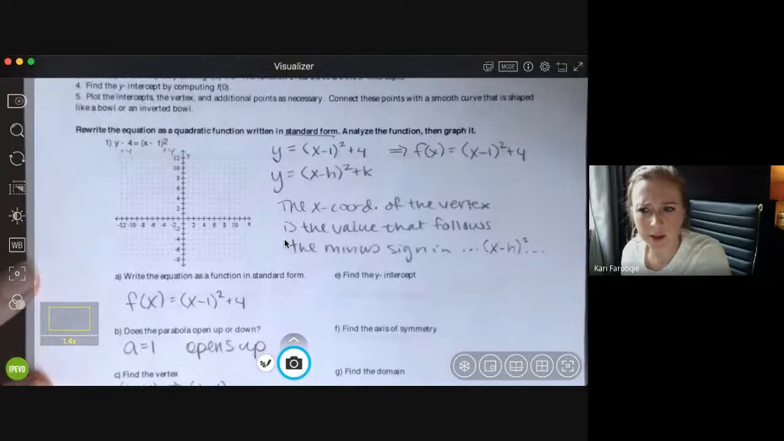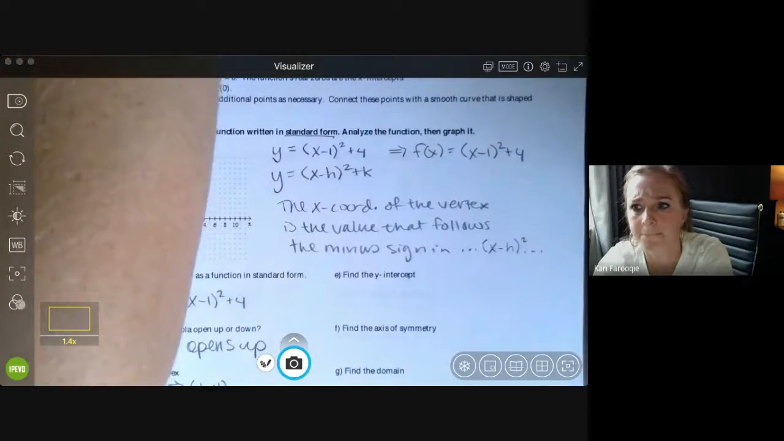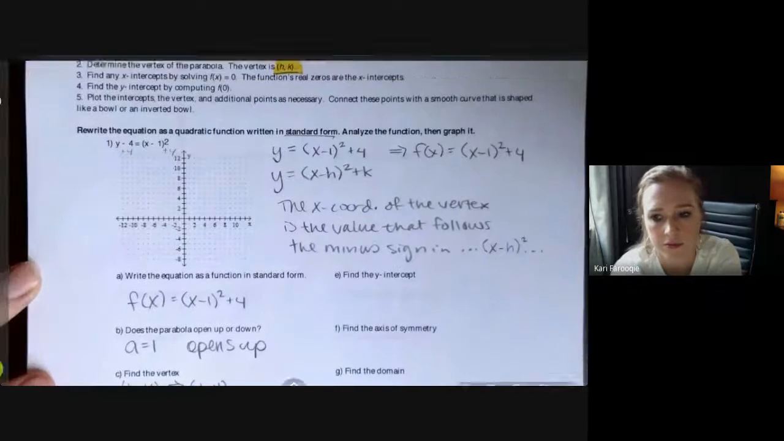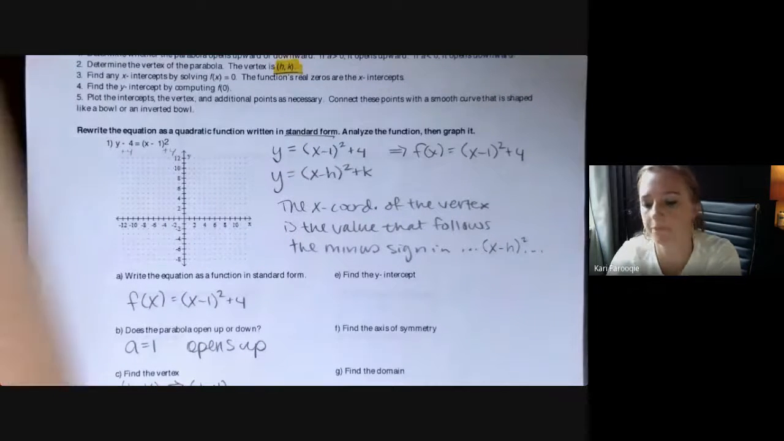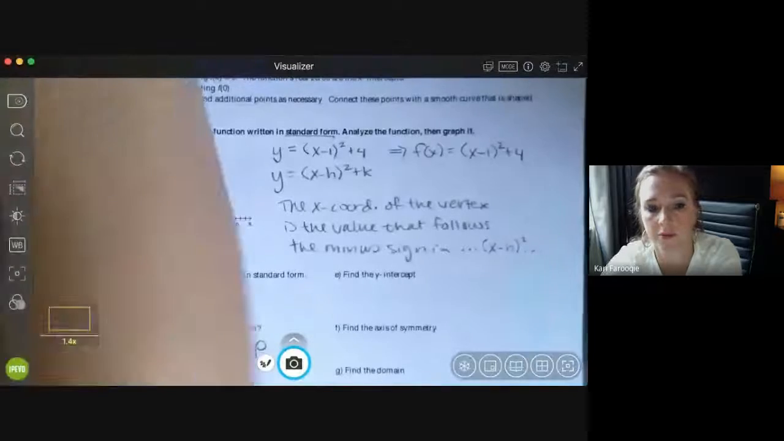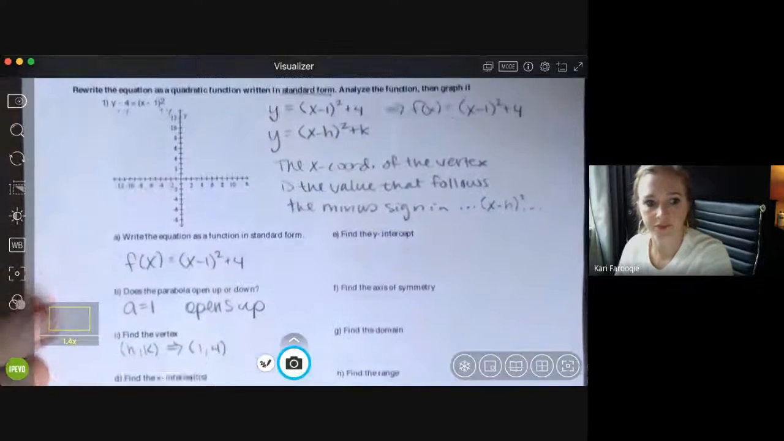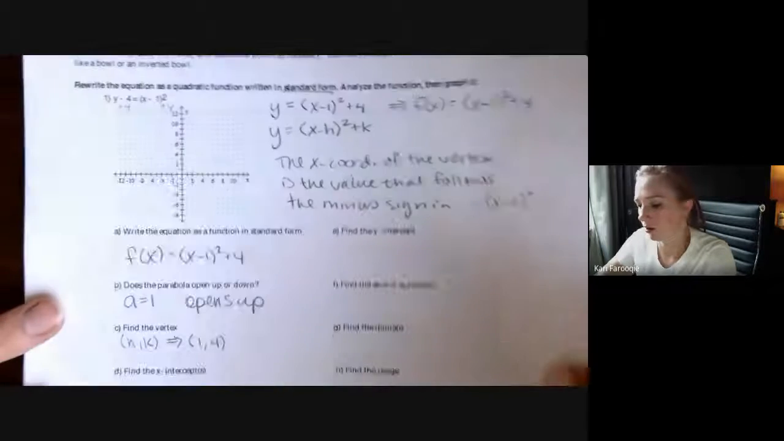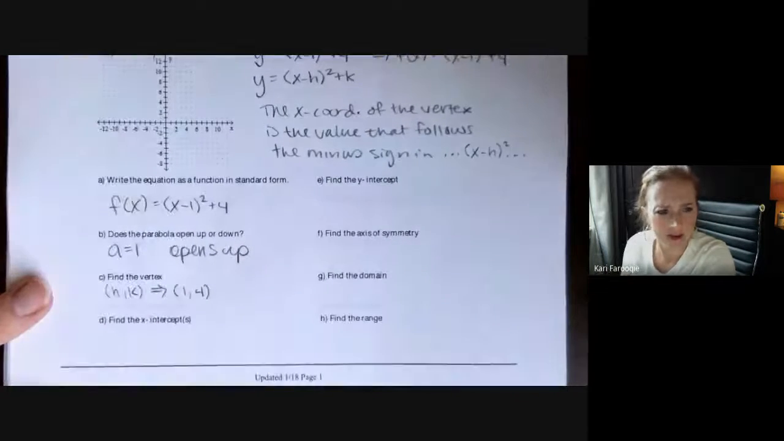Does that help, Ben? Or are you still thinking that that's weird? Good, okay. Did anyone else have a question about the coordinates of the vertex? Okay, that does get missed quite a bit, just because we see a minus and we think negative.